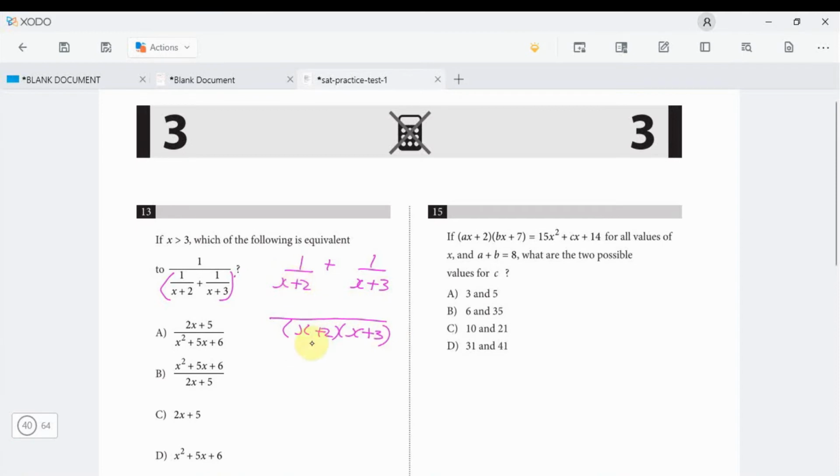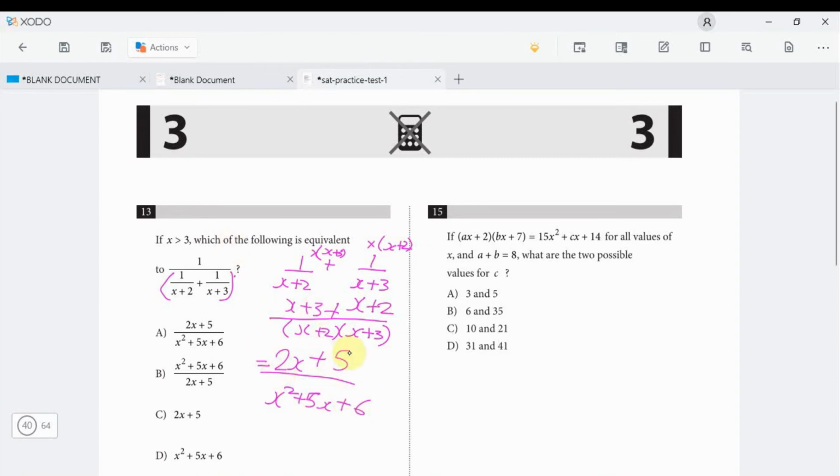This denominator into the whole thing, leaves x plus 3, so we'll multiply 1 times x plus 3. So we have x plus 3 here, plus this into this denominator goes x plus 2. We'll multiply 1 times x plus 2 to get x plus 2. When we add them, we'll get x plus x is 2x, and 3 plus 2 is 5. Then expanding the denominator, it becomes x squared plus 5x plus 6.